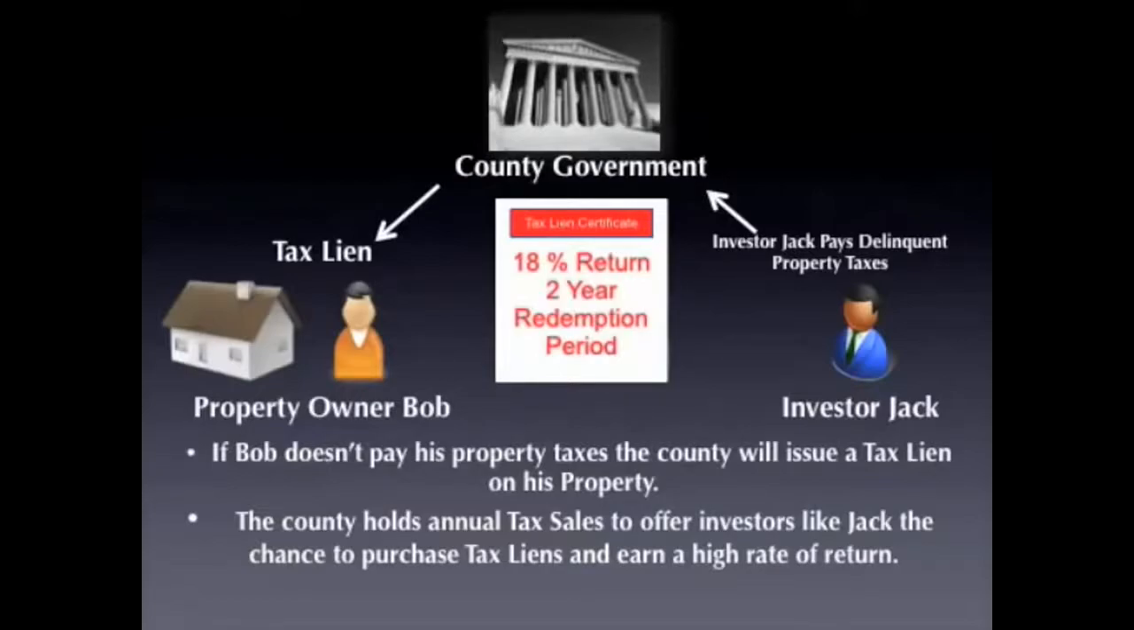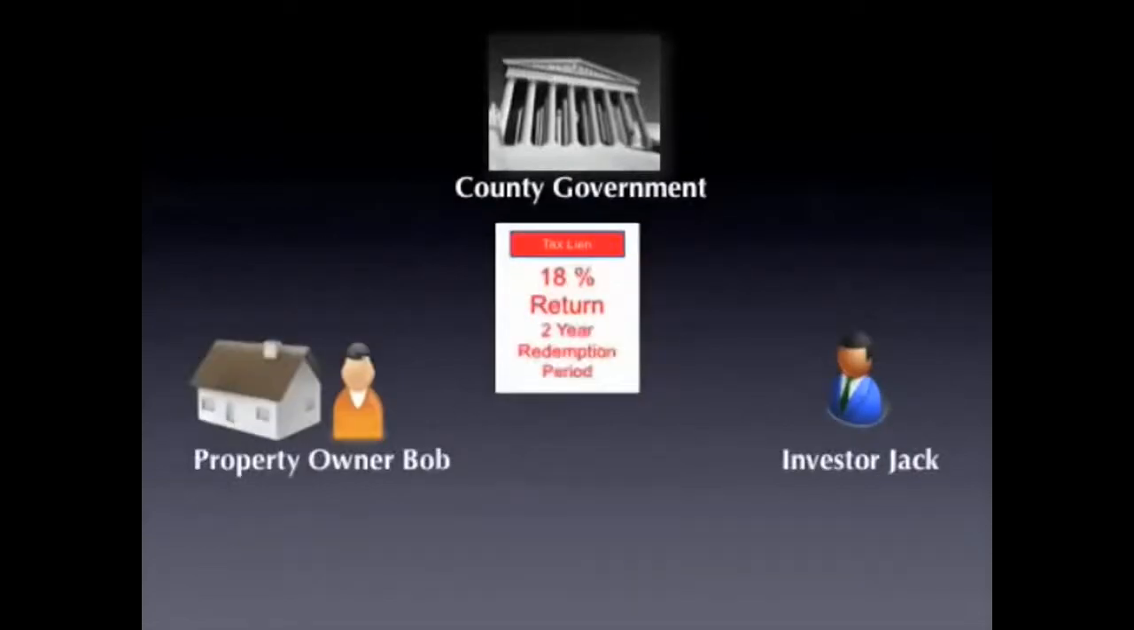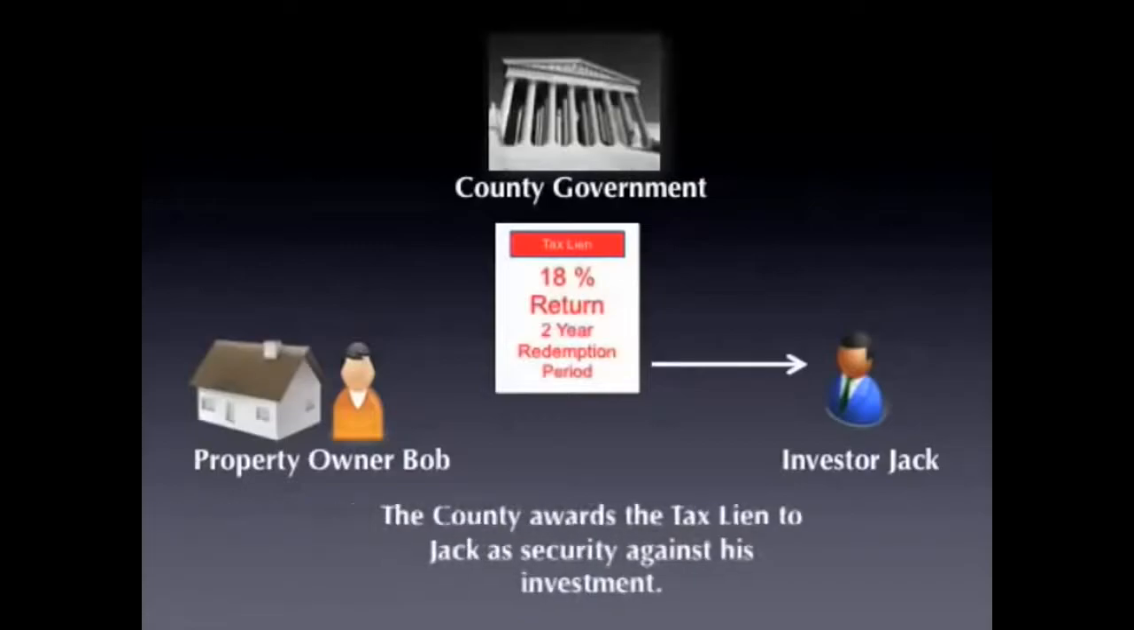Now what that means is that the property owner here, Bob, now has 2 years from the date of the sale before the investor can begin to initiate the foreclosure process. So the county awards this tax lien to the investor as security against his investment.